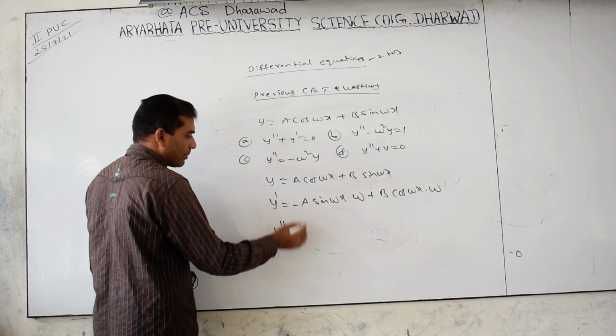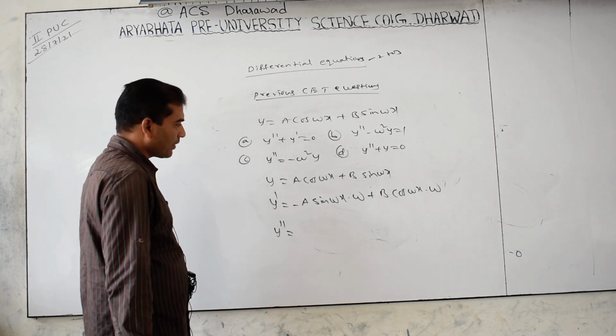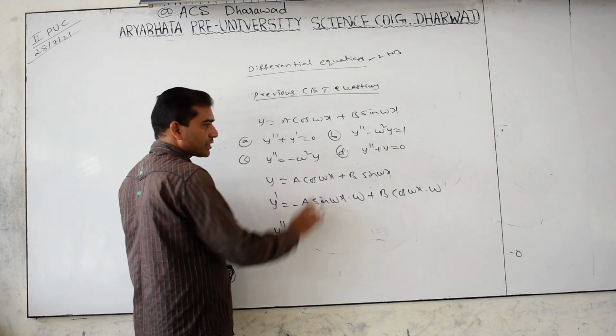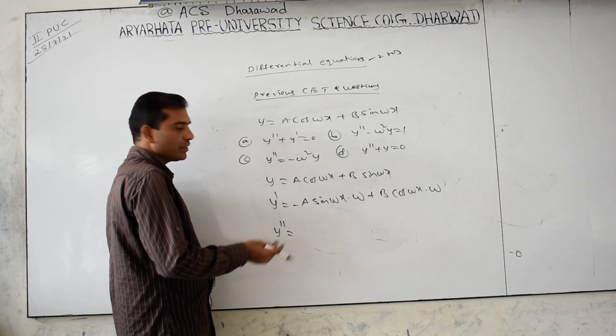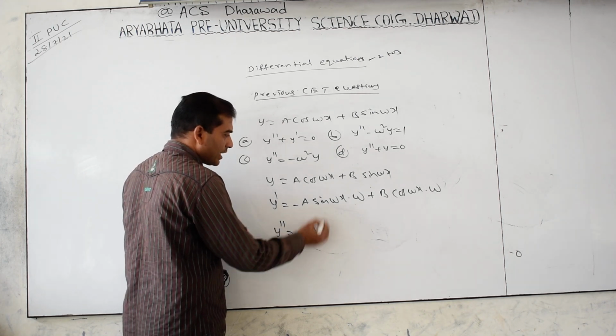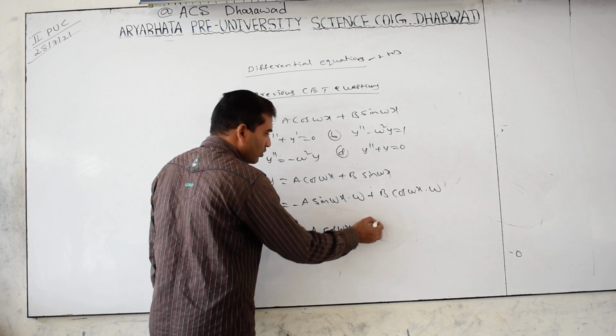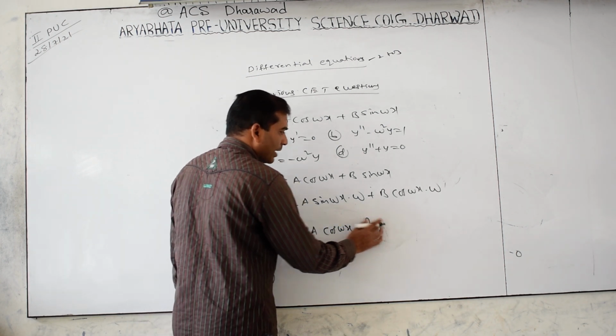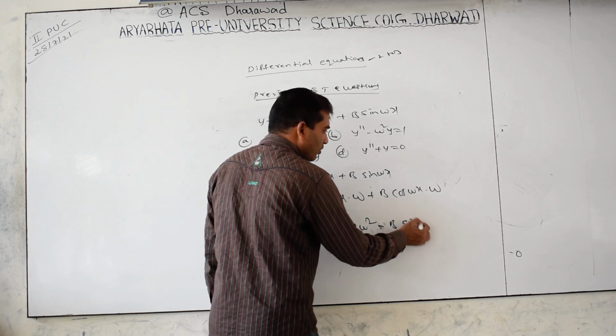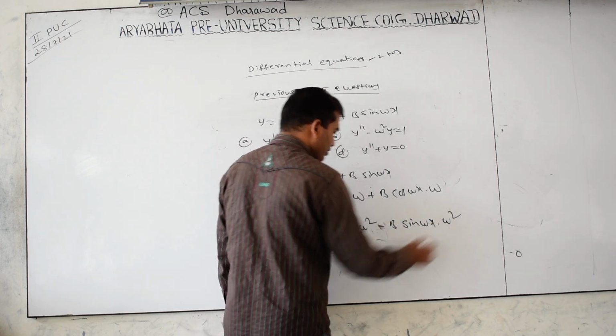Second derivative y double dash. Why should we find the second derivative? Because there are 2 arbitrary constants, so we should apply differentiation 2 times. Minus a cos omega x into omega square, minus b sin omega x into omega square.